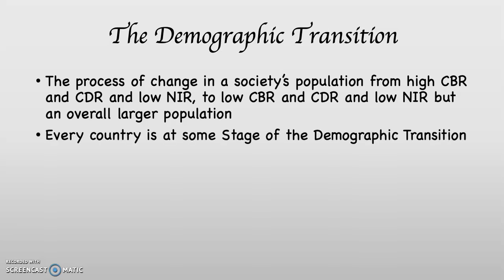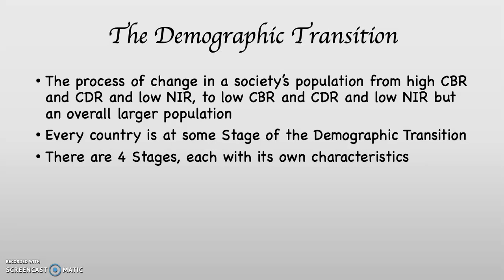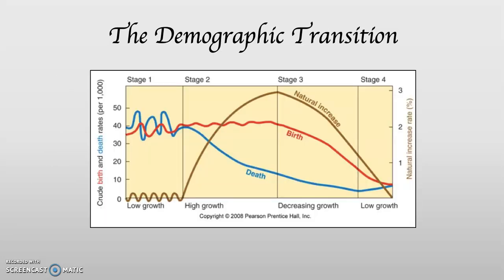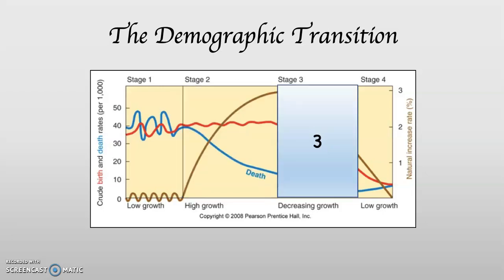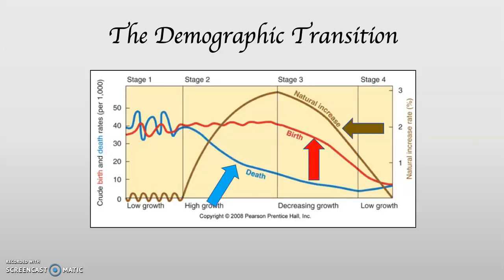Every country is at some stage of the demographic transition. And there are 4 stages, each with its own characteristics, although there's kind of a secret 5th stage that I'll mention. Let's take a look. So this is a graph. That's all that is. And if you look along the top, you can see that there are 4 stages there. Here's stage 1, stage 2, stage 3, stage 4. Okay? And then you can see that the blue with the arrow pointing at it indicates crude death rates. The red with the red arrow pointing at it indicates crude birth rates. And then the brown with the brown arrow pointing at it, the logic is frightening even to me, is natural increase rates.